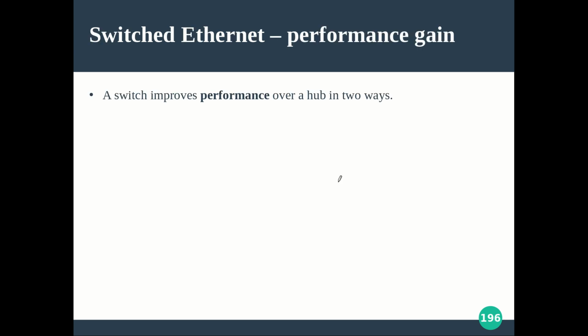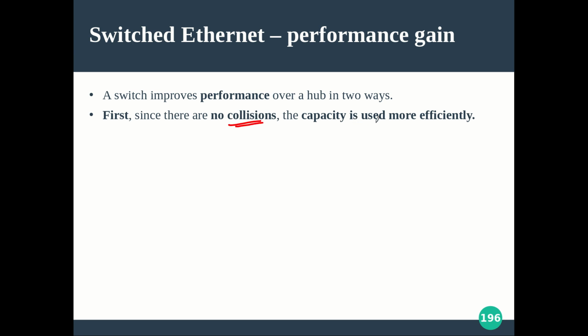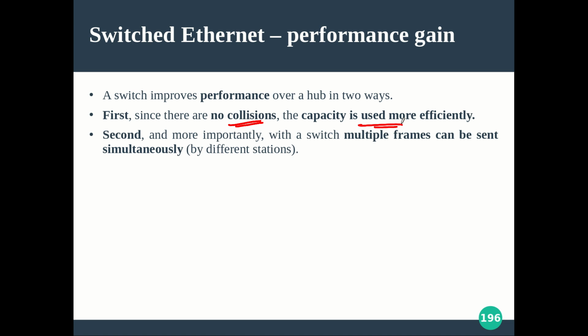Now, the switched Ethernet performance gain: in what way does it outperform typical classical Ethernet? A switch improves performance over a hub in two ways. First, there are no collisions at all, like what we already saw, so the capacity is used more efficiently. No collision, in the sense of full duplex switching technology, so we can have efficient utilization of the capacity. The second and more important benefit is that multiple frames can be sent simultaneously by different stations without bothering about others. That we also saw.